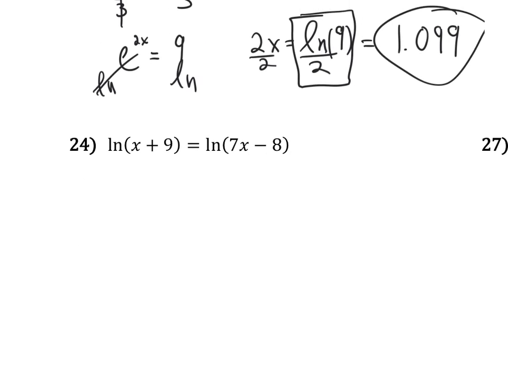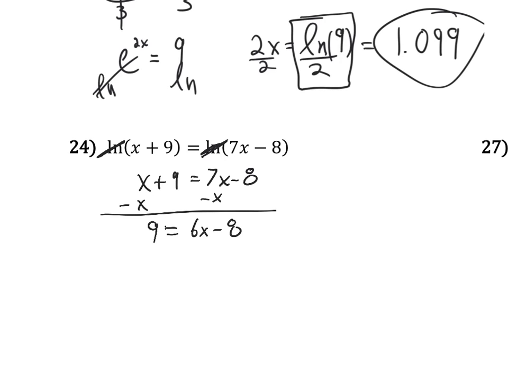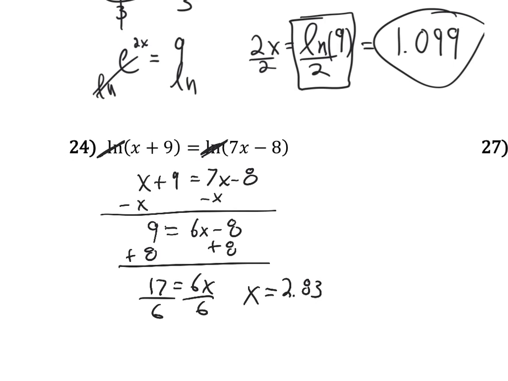Number 24. These are the kind that are not too bad. We just have to remember that if we have the same bases out front, we can just cross them out. So this is just going to be x plus 9 equals 7x minus 8 after we cross those out. I would start by subtracting x from both sides. That gives me 9 equals 6x minus 8. Add 8 to both sides. We're going to get 17 equals 6x. Divide by 6. We'll get a decimal for this one. X equals 2.83. You could also leave it as a fraction if you wanted to.